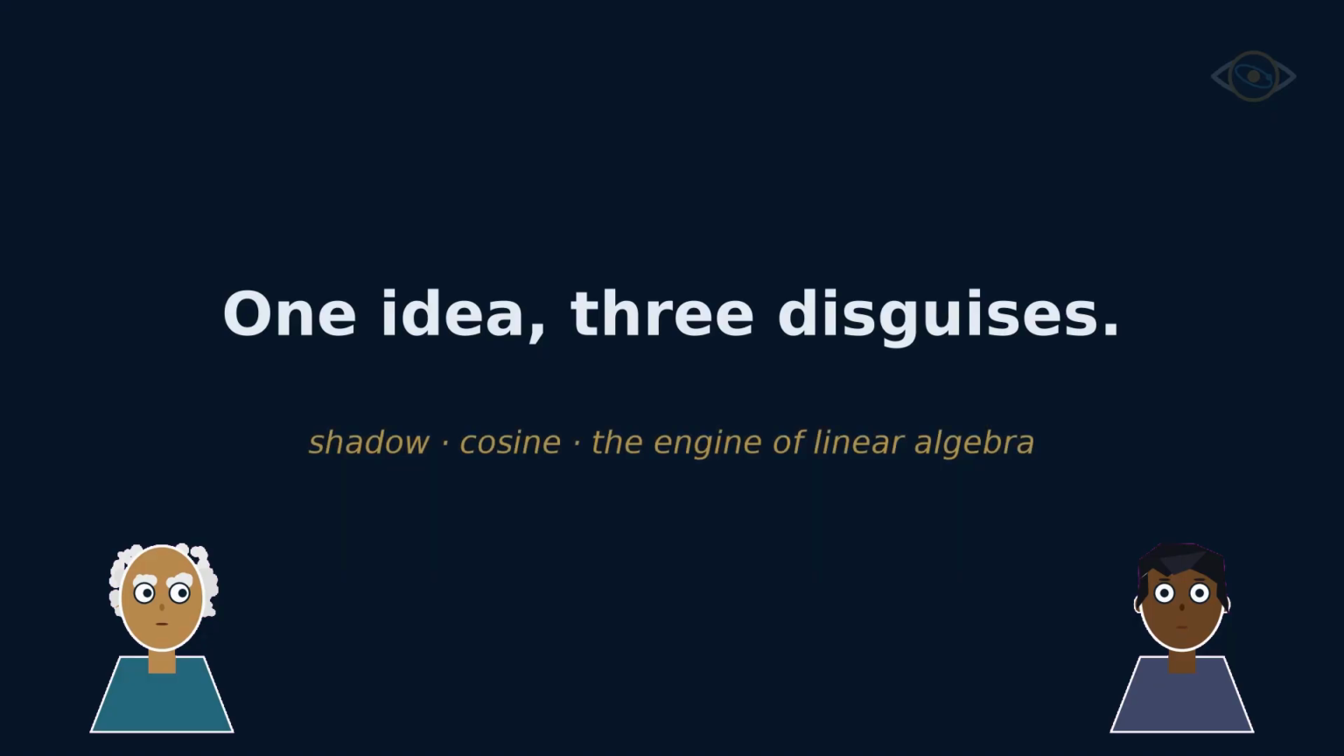Let me line it up. The dot product is a shadow. That shadow equals lengths times cosine, and stacking many of them is matrix multiplication. All one idea, which is why this little sum of products quietly runs almost everything that follows.